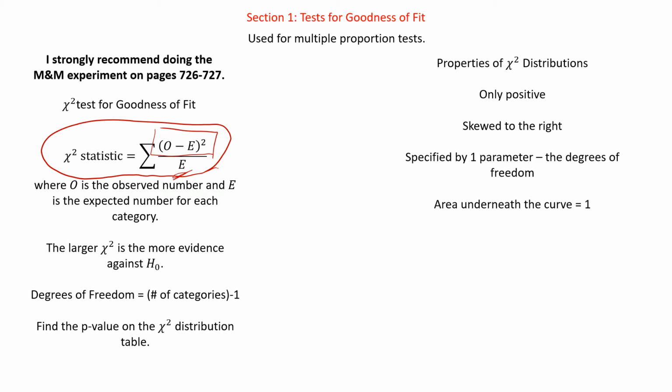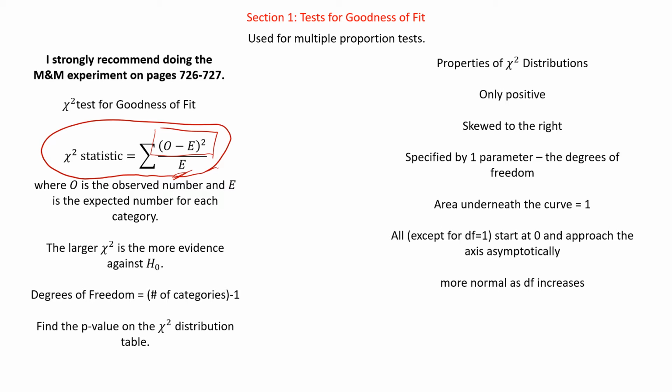The area underneath the curve is 1 because this is a density curve still. All of them except for with a degree of freedom equaling 1 start at 0 and approach the axis asymptotically. And we'll see that in just a second when we see the graph too. And then it's more normal as the degree of freedom increases. So the more categories we get, the more normal it is.